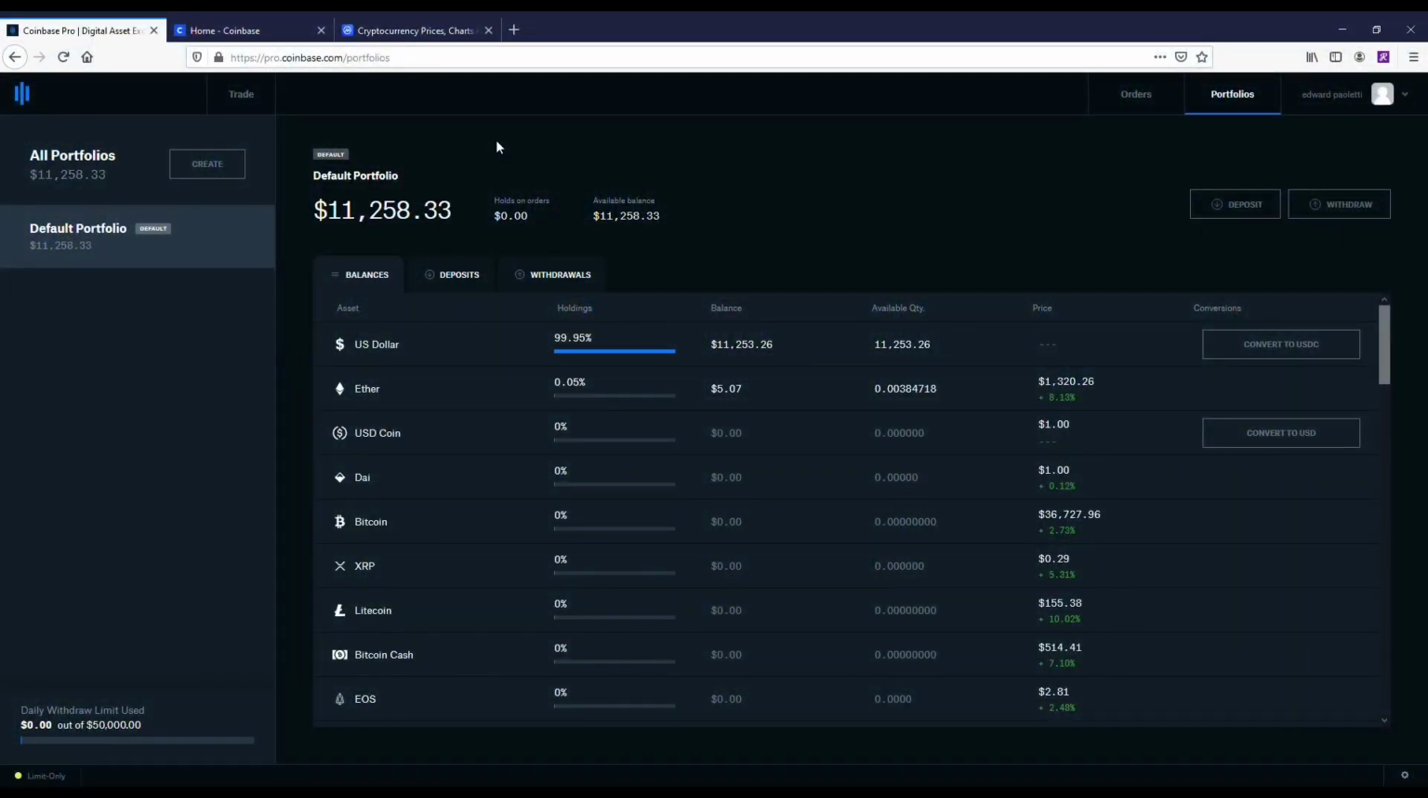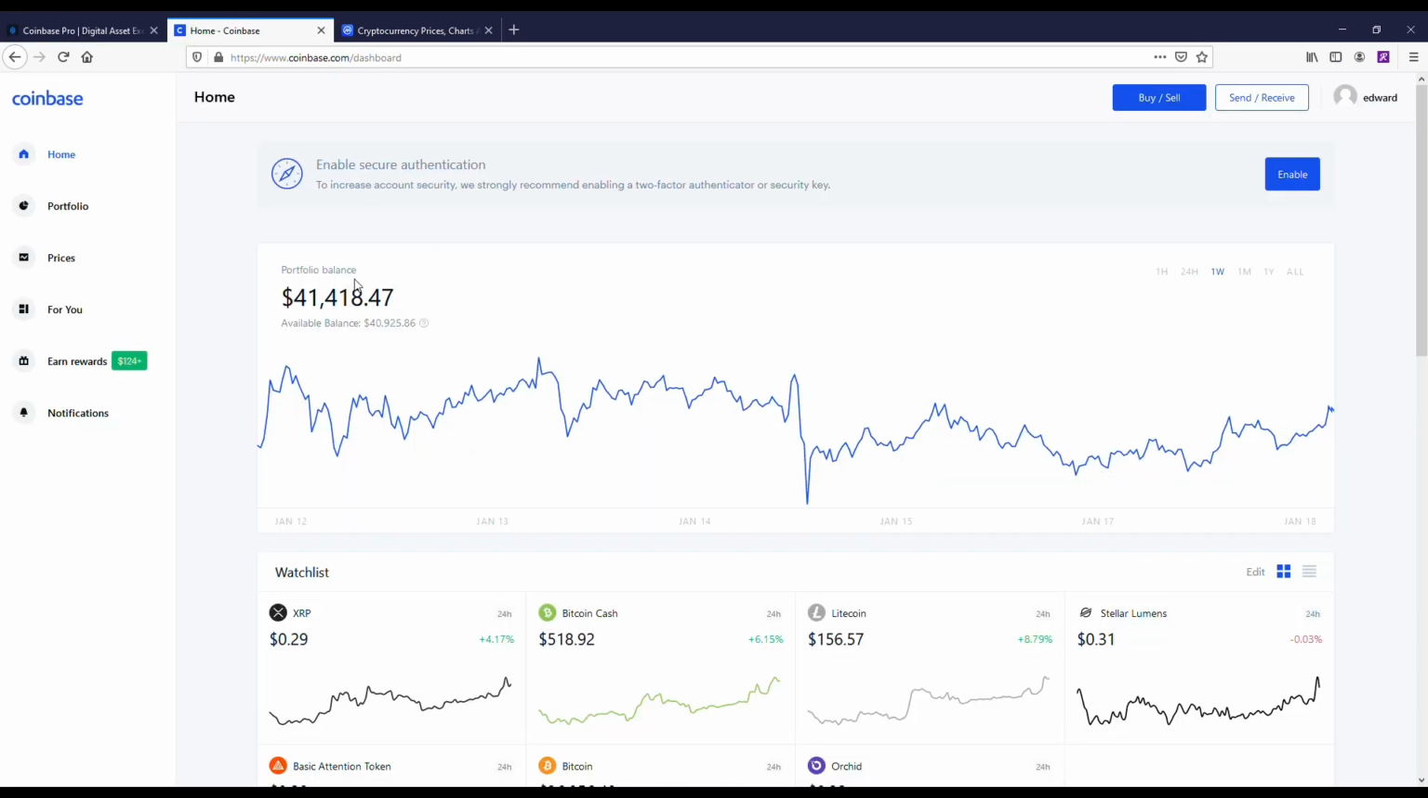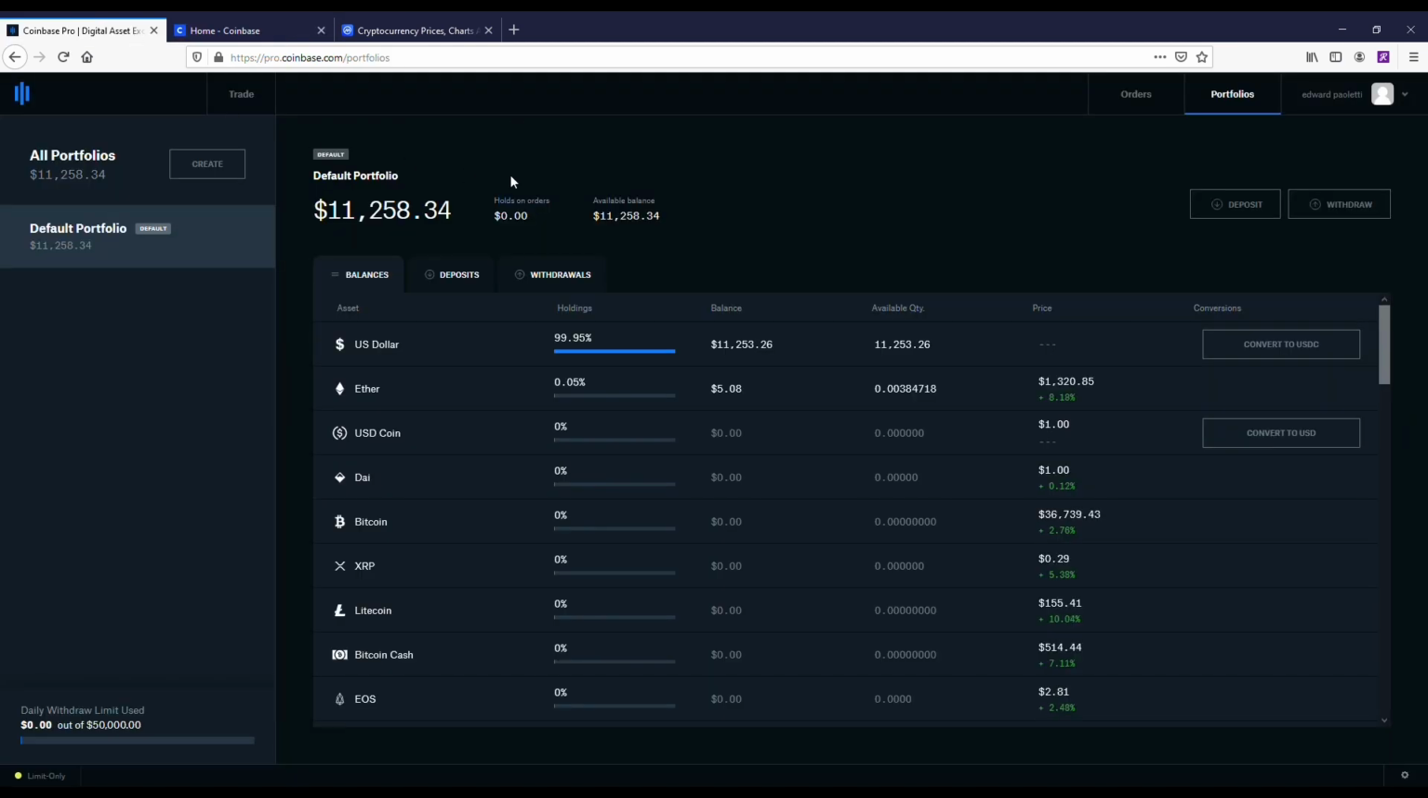So I'm going to be going over how you can set stop losses on Coinbase Pro and why this is important to lock in profits. Now, I've currently got around $11,000 in my Coinbase Pro account. That's really just for trading. And then in Coinbase, I've got right around $41,000. That's kind of like my long-term holdings.